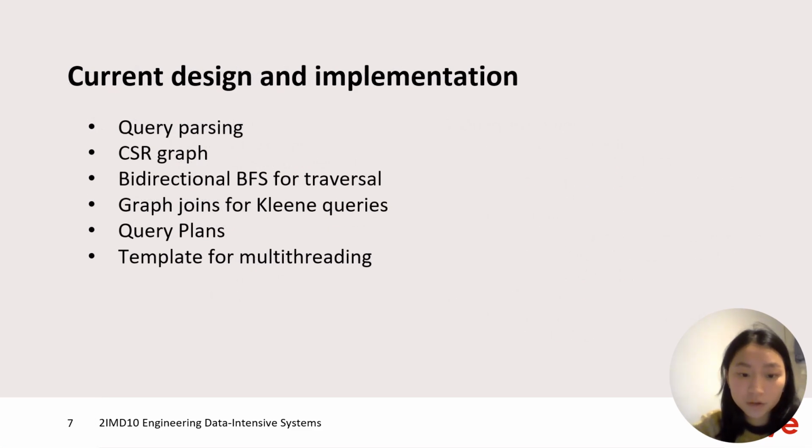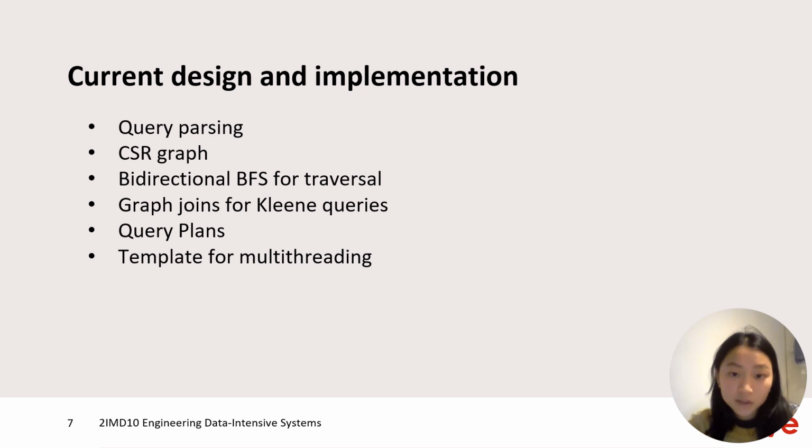So now I'm going to discuss our current design and implementation that we have already done. First we did the query parsing. That is when a query is received, we parse it and determine its structure and its type. Here the goal is to identify the type of query, so whether it is a traversal query or a clean start query. And then for storing the graph, we use CSR formats for the static graphs. And for the traversal queries, we have implemented a bidirectional breadth-first search strategy.